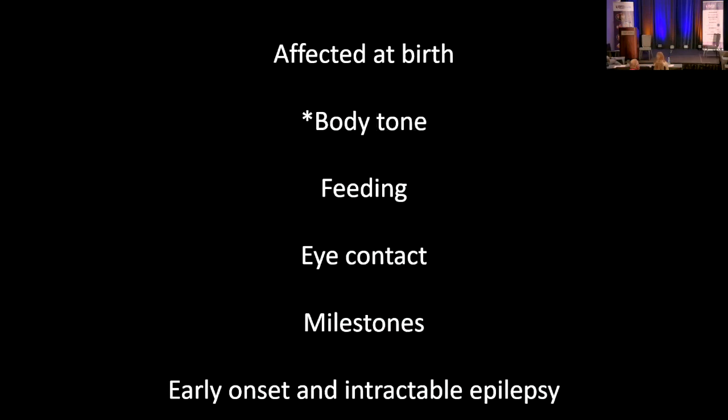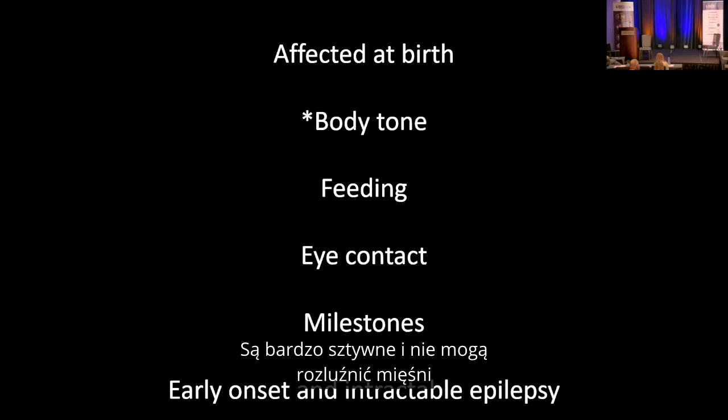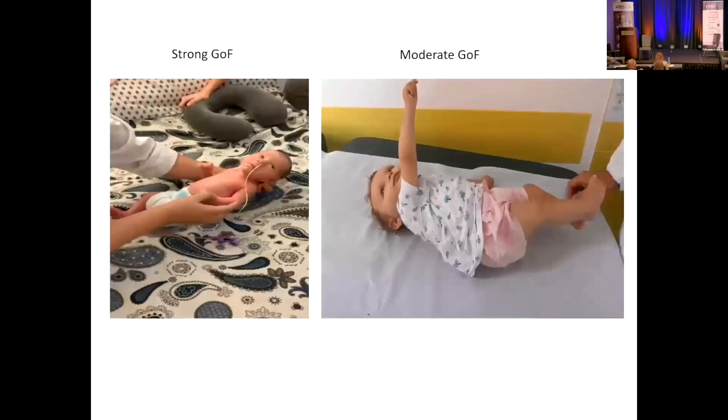This is the worst part of the spectrum, where patients unfortunately are affected immediately at birth. They're very stiff and cannot relax their muscles, so that really hinders development. They cannot feed and are dependent on a feeding tube. They have no or limited eye contact. They don't really develop and have epilepsy starting very, very early in life, and it's really difficult to treat.